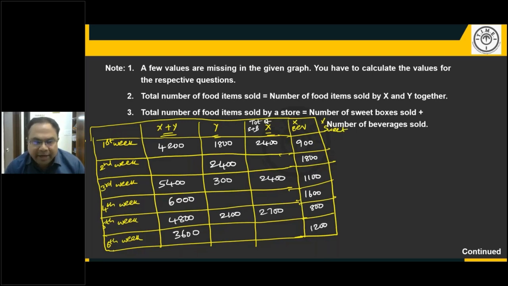24 minus 9, 1,500. Out of total 2,400, 900 beverages, so 1,500 sweet boxes. So this is 1,800 beverages. I don't know X value here. 24 minus 11, 1,300. 27 minus 8, 1,900. Okay. Right? This is 3,000 now. Wait, third week. Okay, 3,000. I missed out a zero here. This is 3,000. Fine. Now, if you see here, this is the information. Other data we don't have, right?